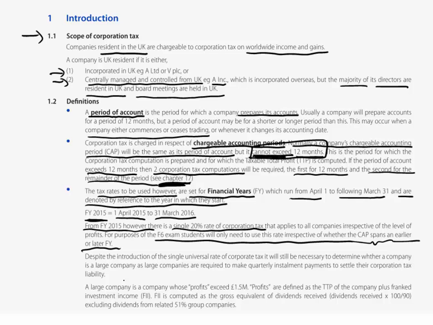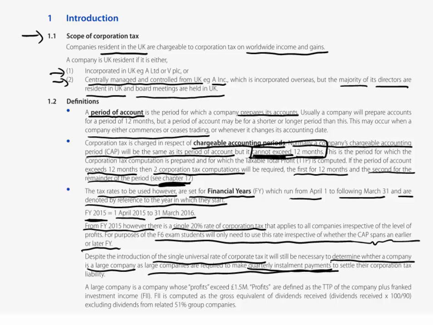It's still going to be important to know whether a company is actually, under our old and still new terminology, defined as being a large company. So despite the introduction of the single universal rate of corporate tax, it is necessary to determine whether a company is a large company. And the reason for this is that large companies, as we'll see in a later chapter, are required to pay their corporation tax through what we call the quarterly instalment payment system. This means we'll be paying tax earlier than would otherwise be the case.